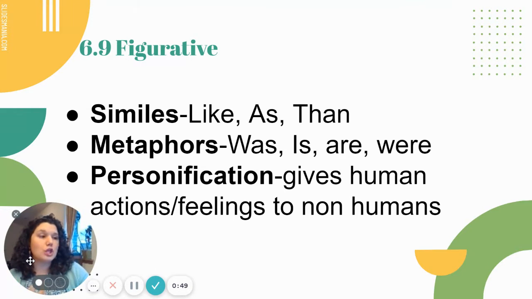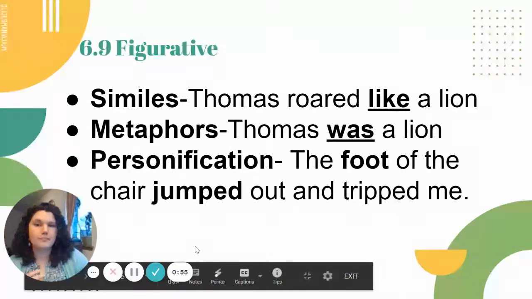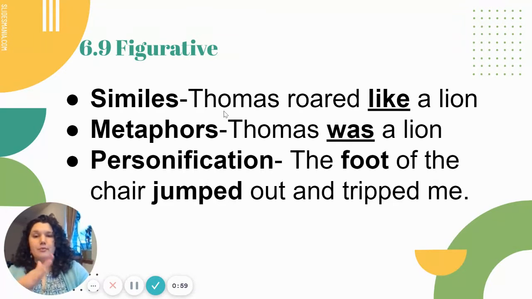Personification gives human-like actions or feelings to non-human objects. So here's an example of each of those. Thomas roared like a lion. So we have Thomas. He's like a lion. Why? Because they roar. They both roar. If we want to say that in a metaphor, we can say Thomas was a lion.